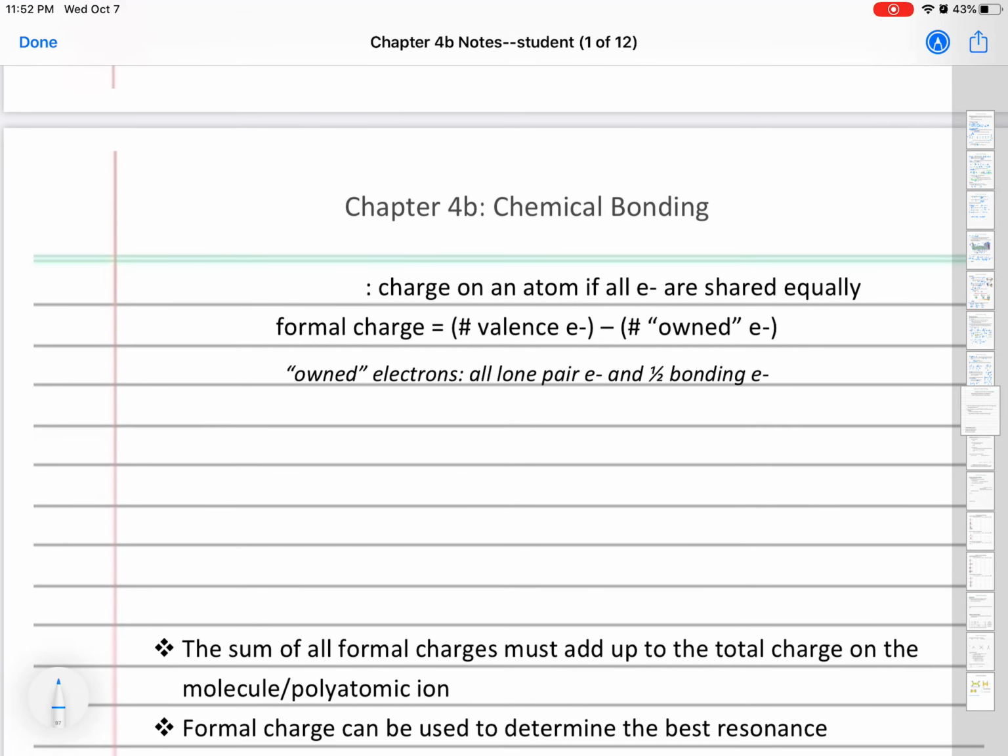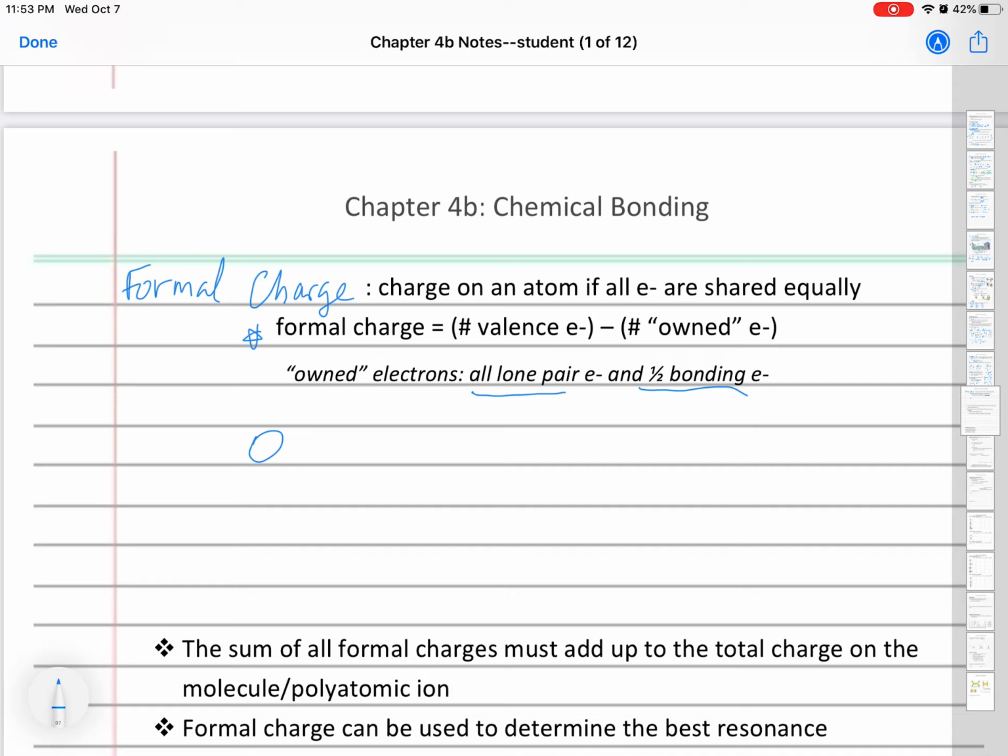So if you have a molecule with multiple resonance structures that are maybe not equivalent, we can determine the best, most likely resonance structure by determining the formal charge. The formal charge is the charge on an atom if all electrons are actually shared equally. And it's calculated using this formula. The formal charge equals the number of valence electrons minus the number of owned, quote unquote, electrons. And what I mean by owned electrons are any and all lone pair electrons and half of the bonding electrons.